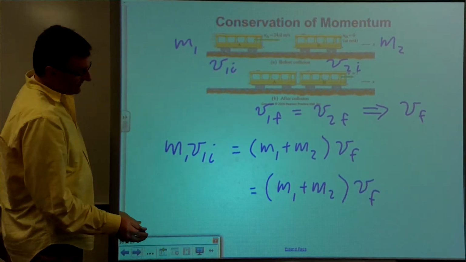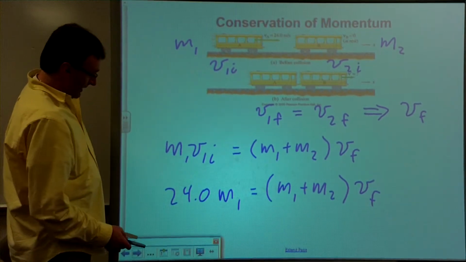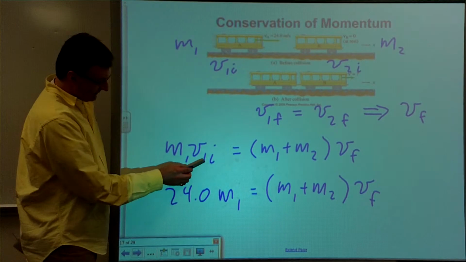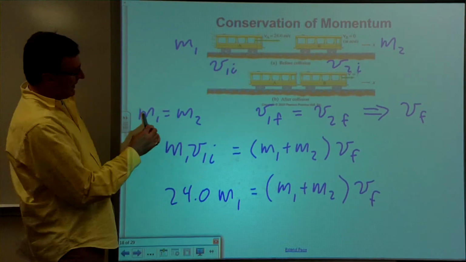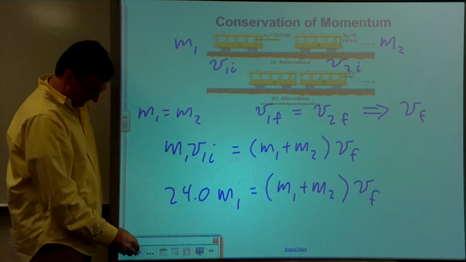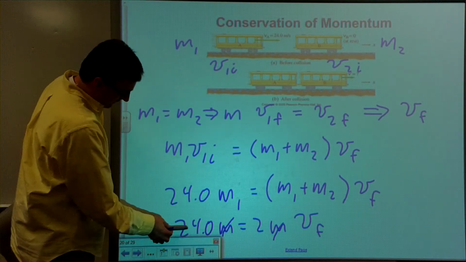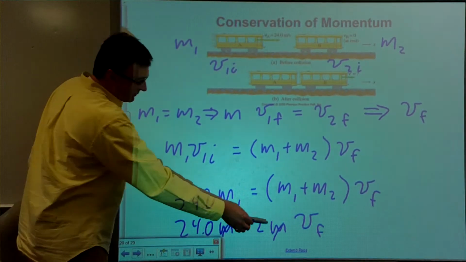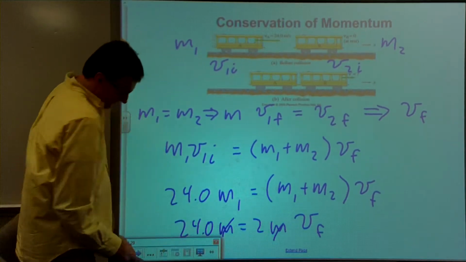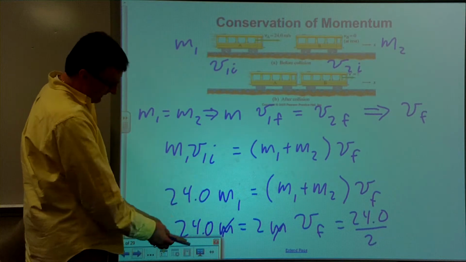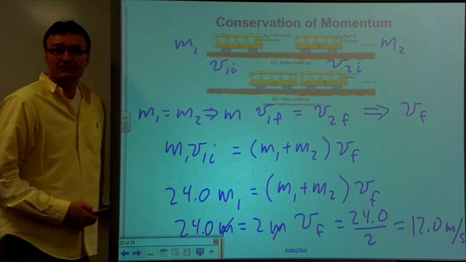And in this case, if the two railway cars are the same mass, and we put in the initial velocity of this one, which is 24 meters per second, and we know that the two masses are the same, so we could just call them m, then this simplifies a little further yet, so that 24 times m equals 2m, because if these are both m, then m plus m is just 2m, then the final velocity will be 24 divided by 2, which is just 12.0 meters per second.